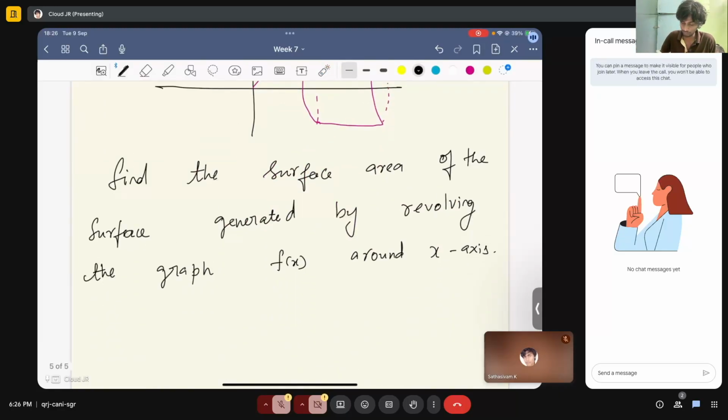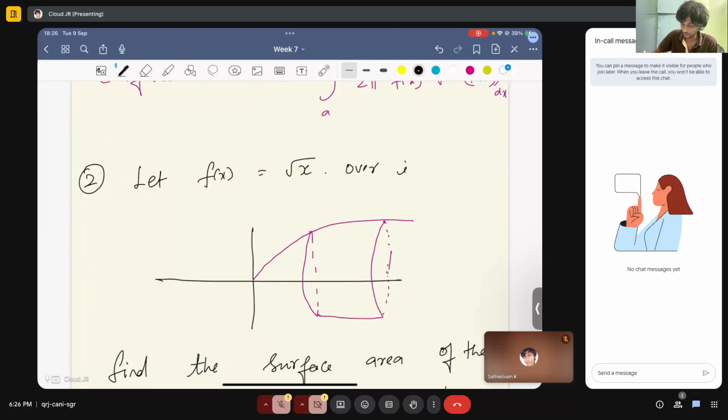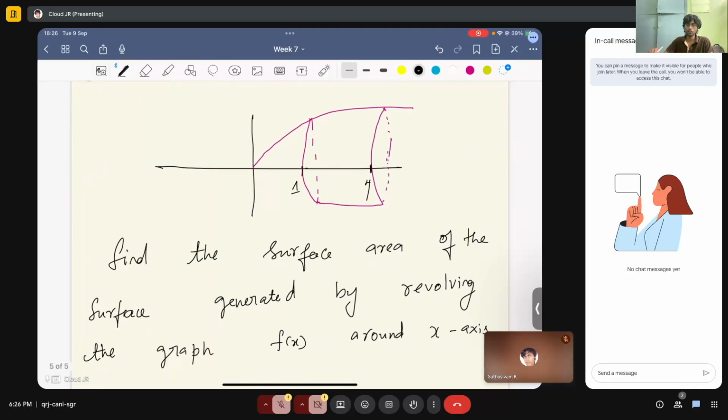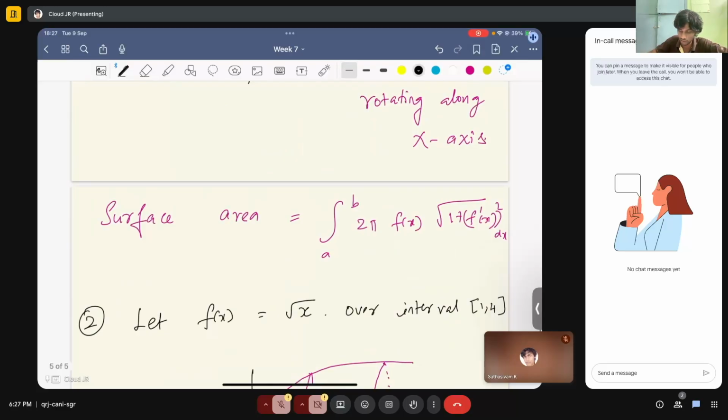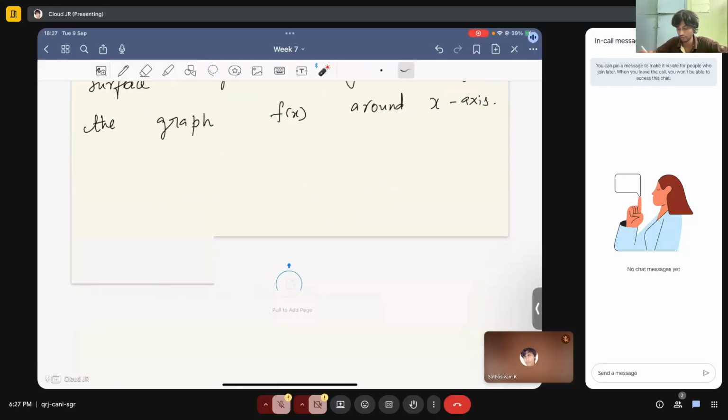But we need to find a bound. We have to have the bound also. So let's say this is the function over the interval 1 to 4. So basically, we just want the surface area of this piece. Let's say this point is 1 here, and this point is 4. So what you have to do is find the first derivative, then substitute into the formula and integrate. You got it, right? So there's not much to do. So let's start doing it.